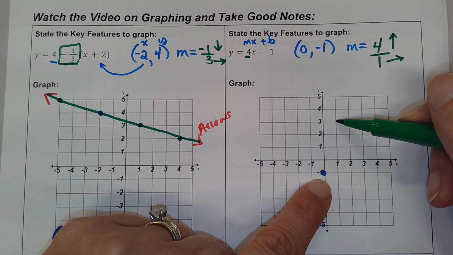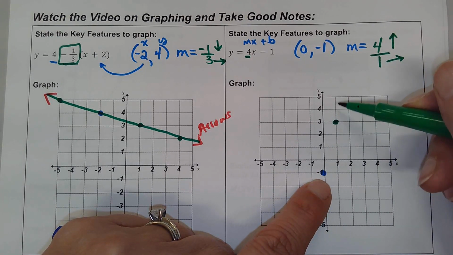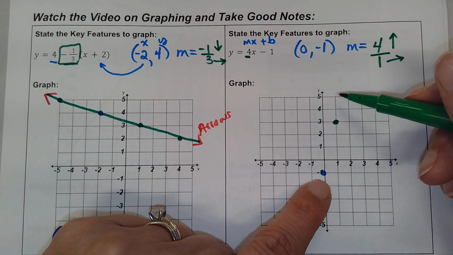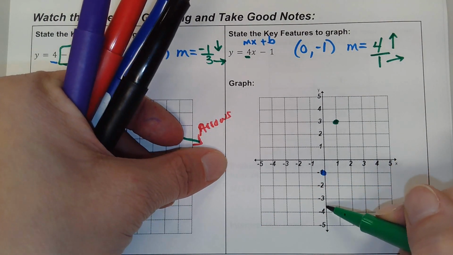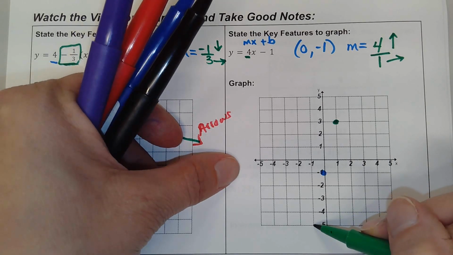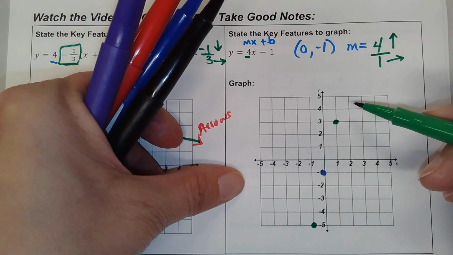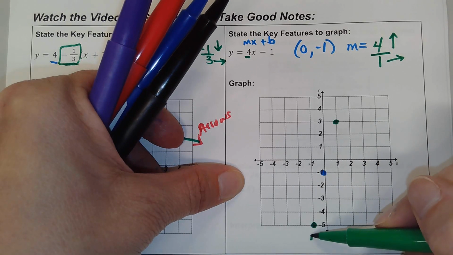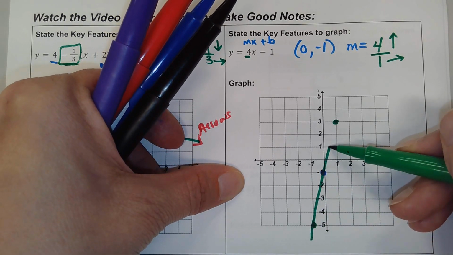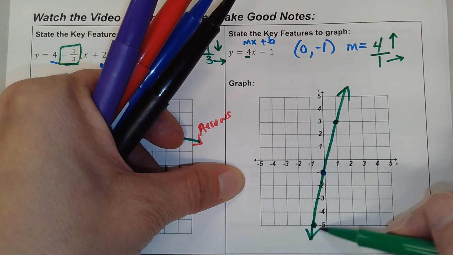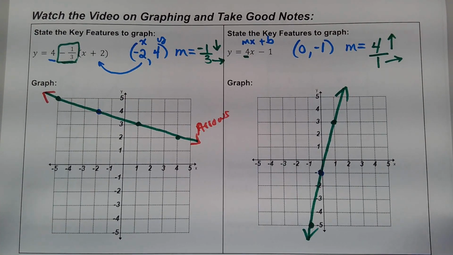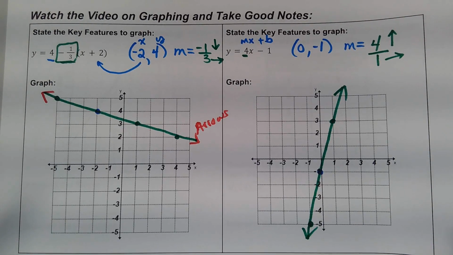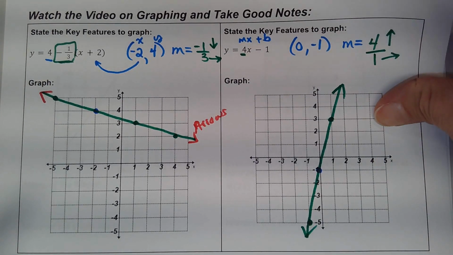Up 4 over 1. I don't think I could fit any more, but maybe I could go down. Let's see. Down 1, 2, 3, 4 over 1. Perfect. Let's go ahead and graph this line. And let's not forget to put the arrows. Please try graphing some lines.